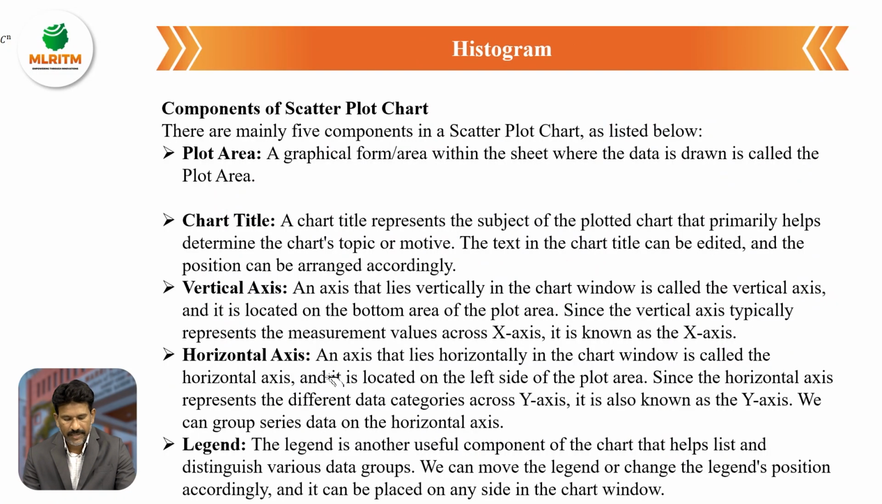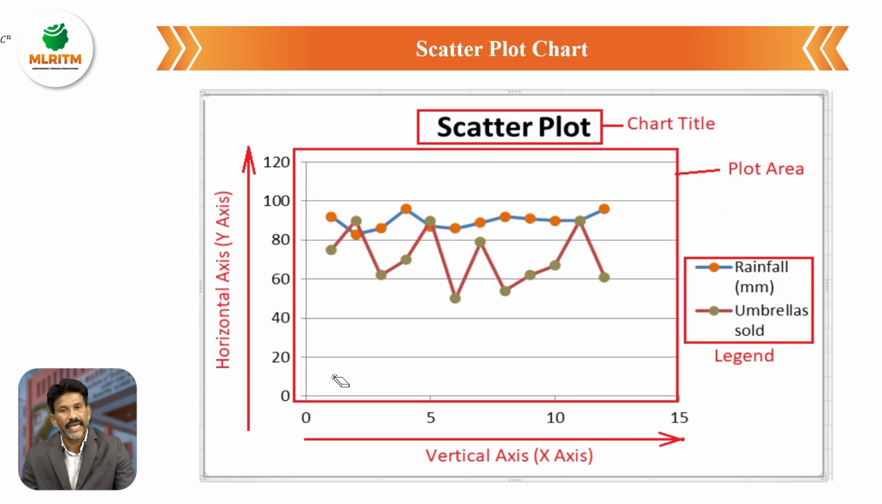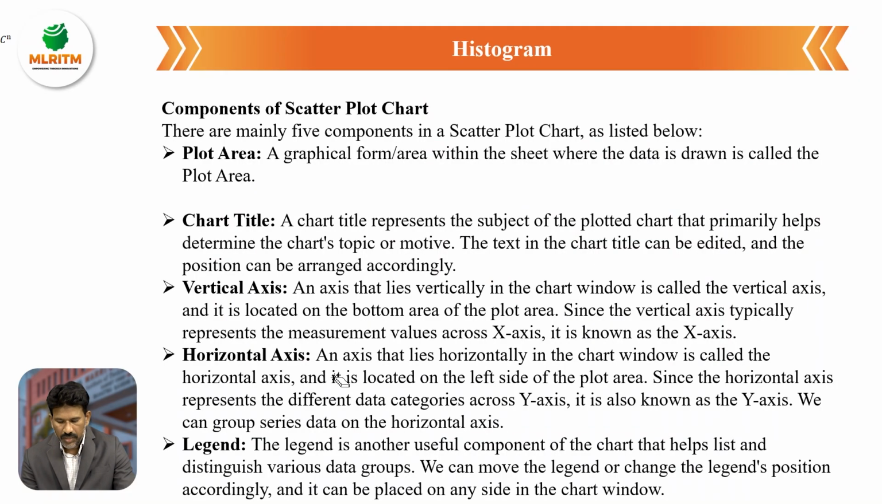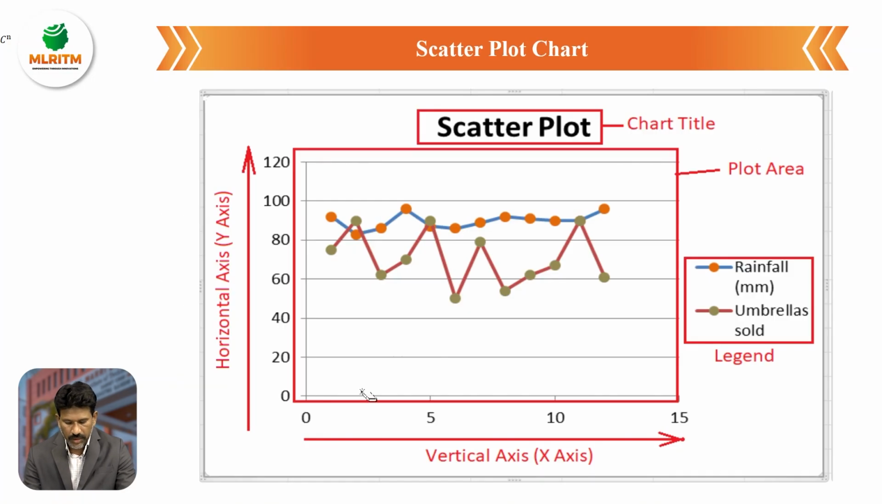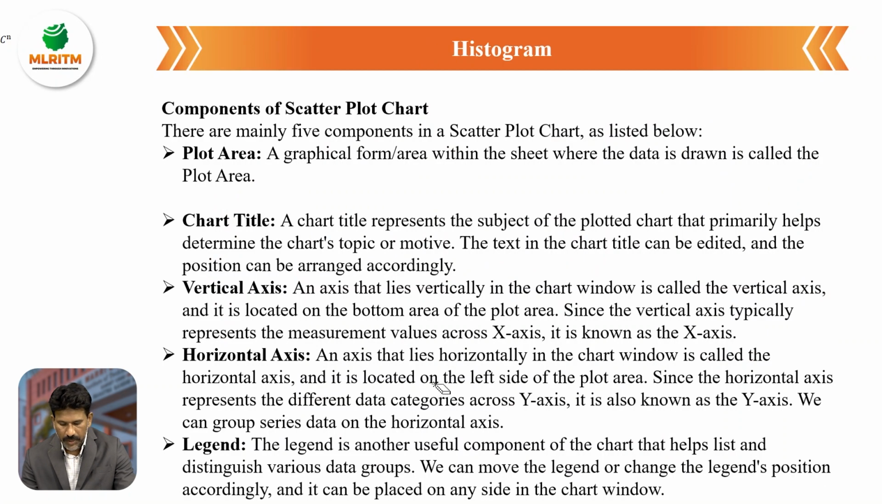Coming to the vertical axis. In this vertical axis, also called the x-axis, it is located on the bottom of the chart area. The bottom of the chart area we can call the x-axis. It represents the data points, the data numbers, and the measurement of the values. Its main purpose is that it typically represents the measurements and the values across the x-axis.